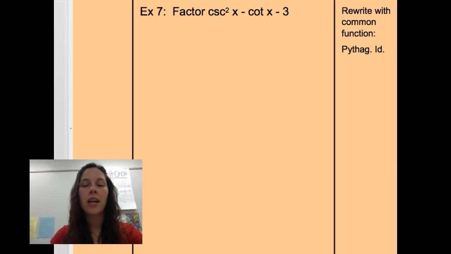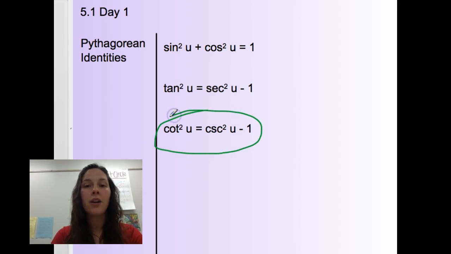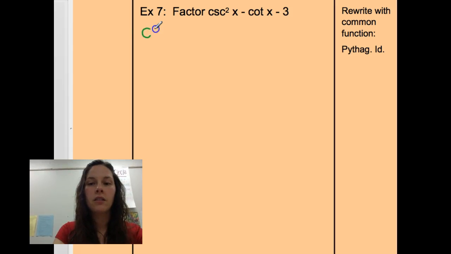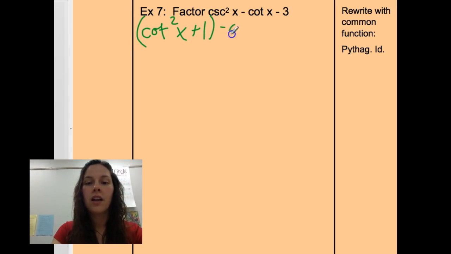This one, our problem is that we have cosecant and cotangent in the same expression. And before we can factor it, we want the same trig function. So this is one of those Pythagorean identities, but we need to rewrite it. We have cosecant squared, but we want to rewrite it in terms of cotangent. So we're going to substitute cotangent squared plus 1 for our cosecant squared. So this becomes cotangent squared plus 1. All of this is replacing the cosecant squared. And then we still have our minus cotangent minus 3.